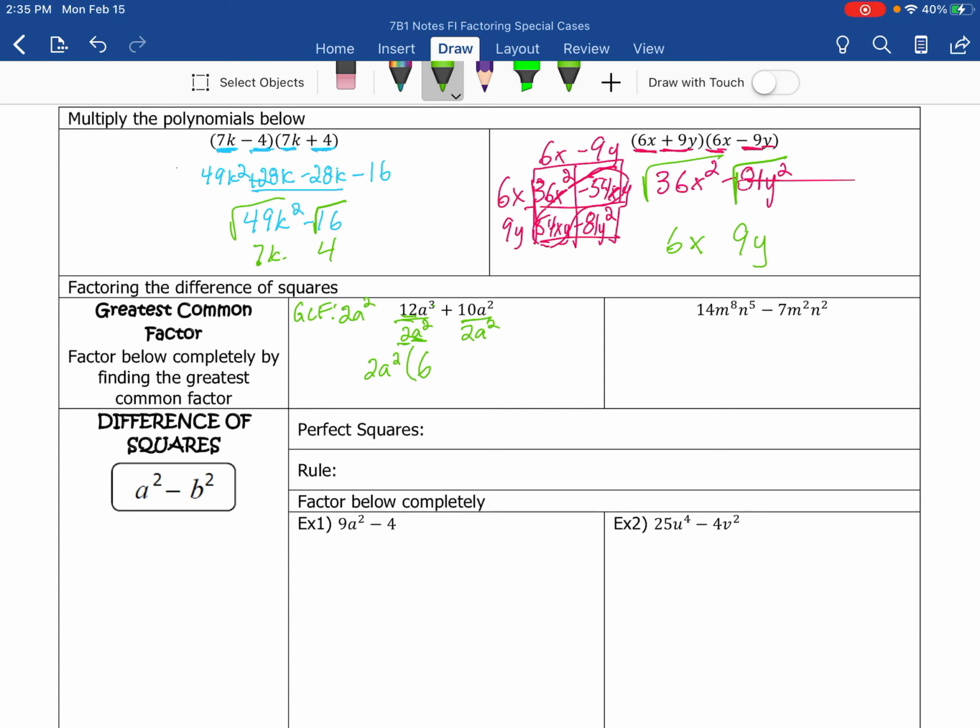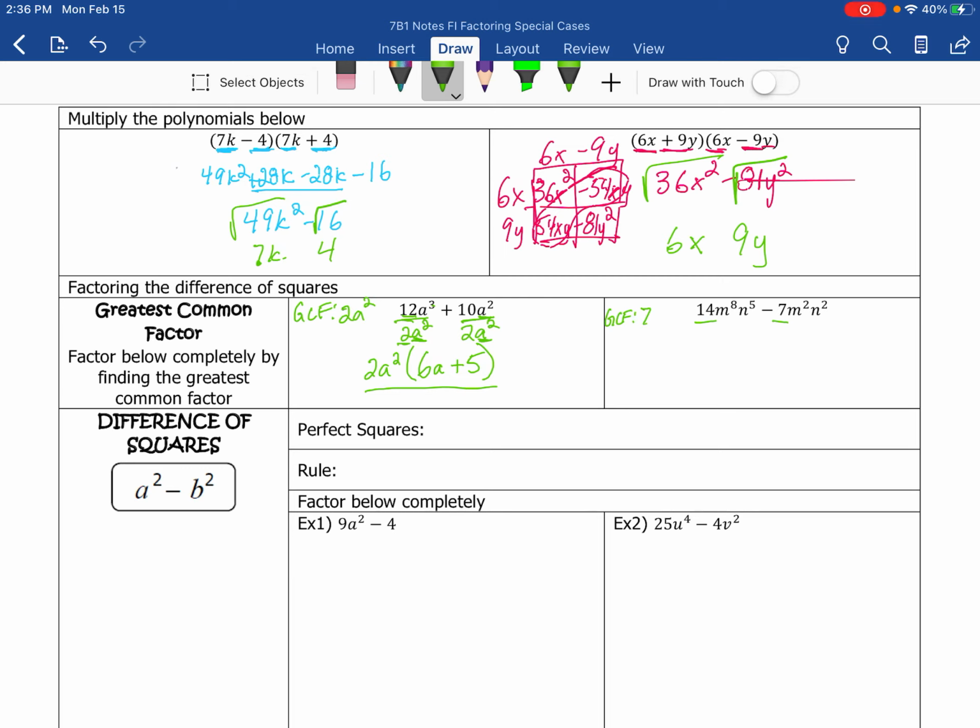So I have 2 goes into 12 6 times. When I'm dividing out, it's subtracting, it's taking away. So I have 3 a's total. I take away 2. I have 1 a left. 2 goes into 10 5 times. And then I have 2 a's. I take away 2 a's. I'm just left with just the 5. And so this is your factored form when you're just finding greatest common factor.